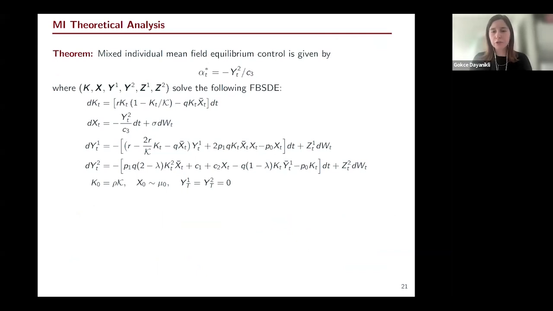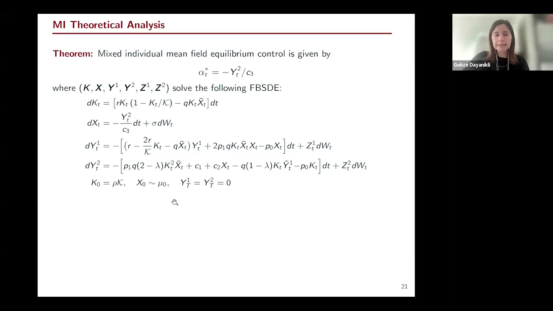So at the end, what we do is that we characterize our mixed individual mean field equilibrium by using the general theorem we introduced previously. We are having some forward dynamics that come from the individual state and from the common pool resource state, and we have the adjoint processes that are related to each of the states, basically the derivative of the value functions with respect to each of the states. That's why we have two of them.